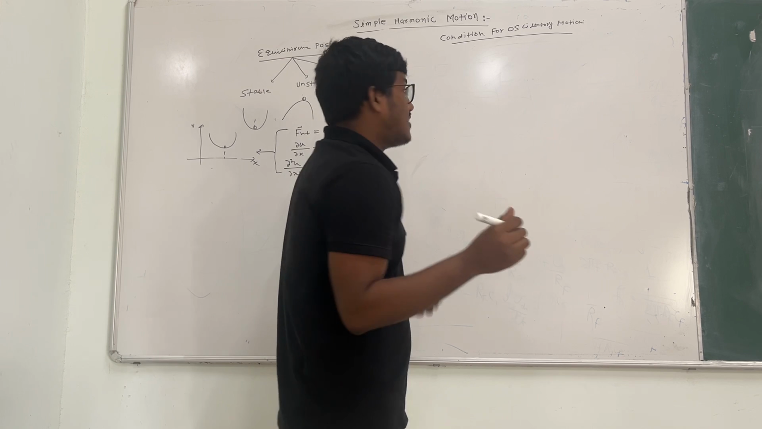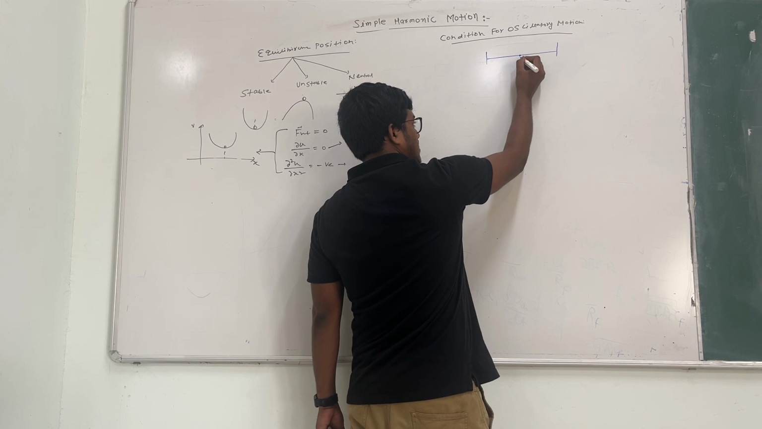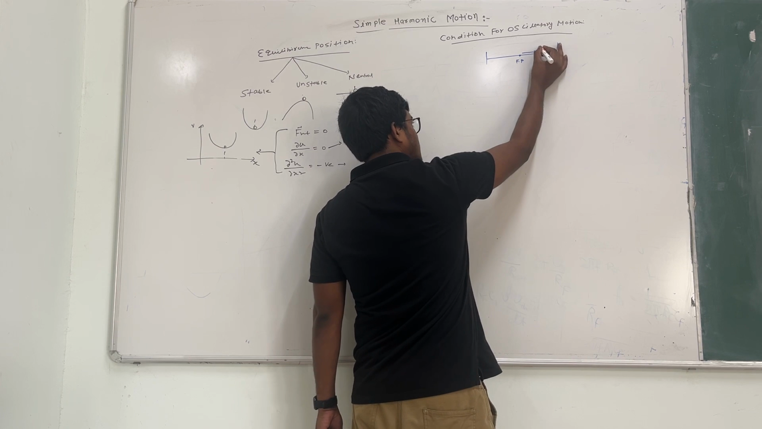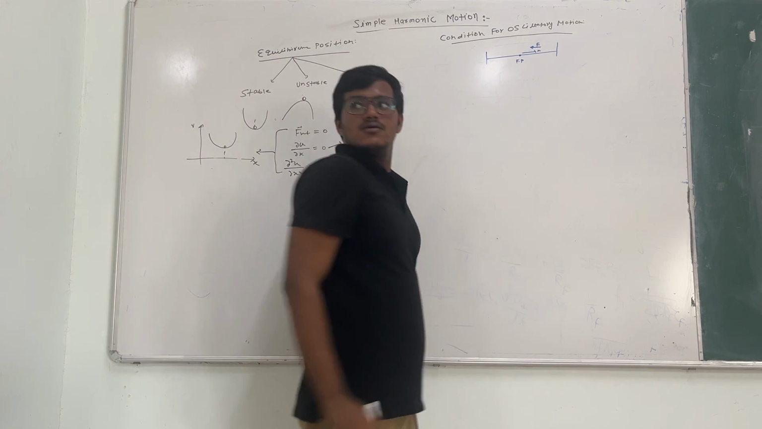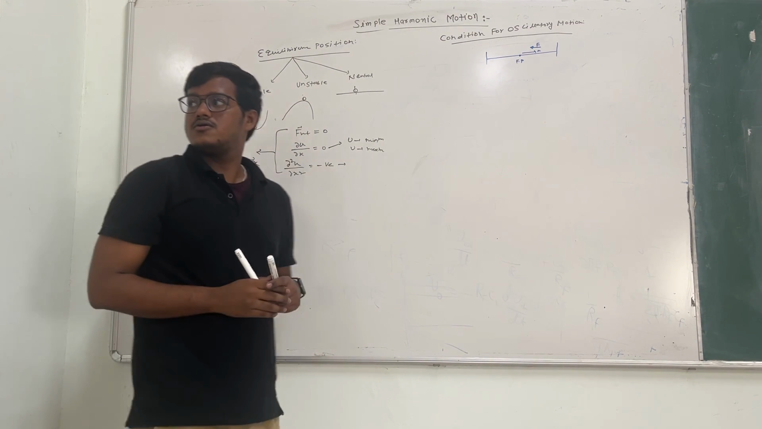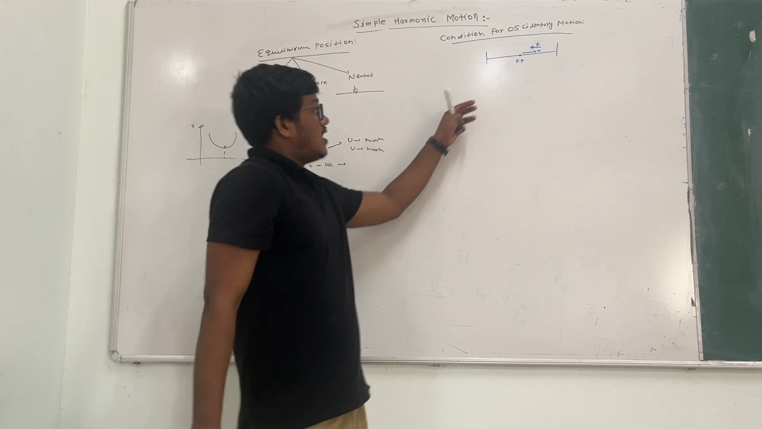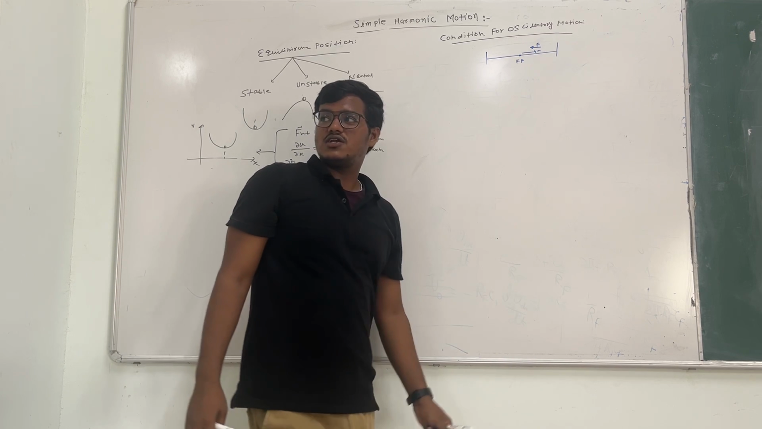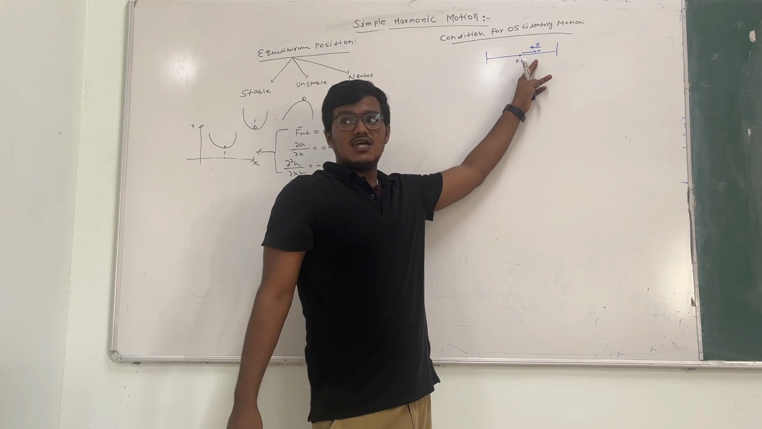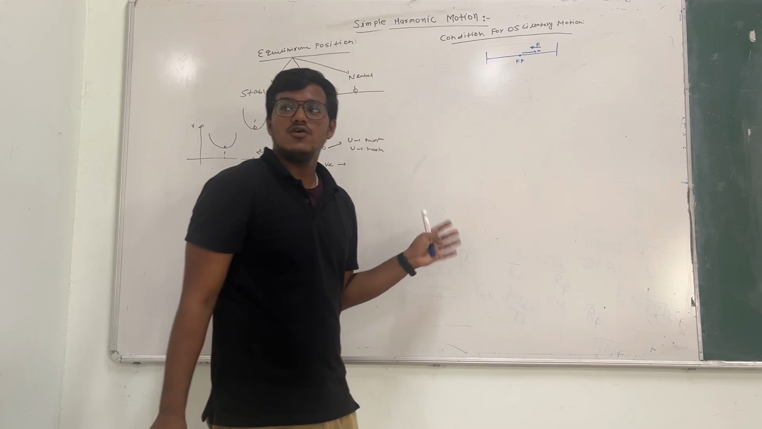The main thing is that suppose the particle is performing oscillatory motion in this region. This is some fixed point. If the particle is displaced in this direction, then the force must be acting in this direction. Otherwise it is not going to perform oscillatory motion. So if you displace the particle in this direction, the force must be acting in this direction. Then the particle is going to come back. Otherwise the particle is not going to come back.